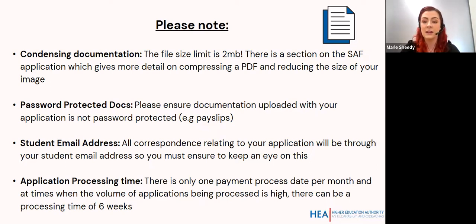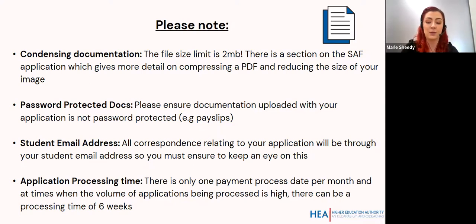Your student email address is where all correspondence relating to your application is sent. If we email you and look for additional information to your student email, and you do not reply to us after 4 weeks, we have to make your application unsuccessful. Because we need to keep moving through applications and assessing them. So please get back to us as soon as possible if you receive an email from the SAF email account.